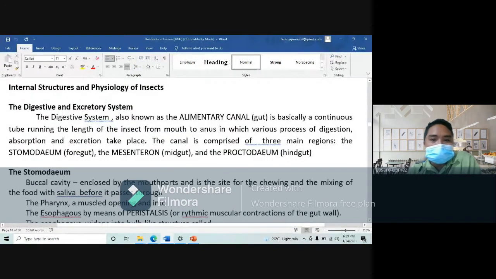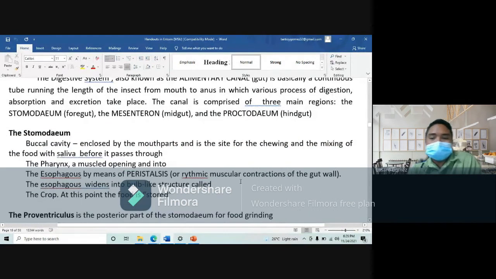So please try to remember, please keep on remembering the three main regions of the insect's alimentary canal. We have the stomodeum, what we call as the foregut, the mesenteron or midgut, and the proctodeum, or what we call as the hindgut.